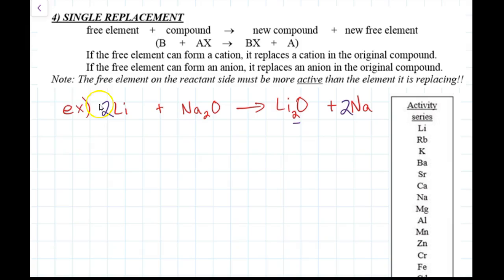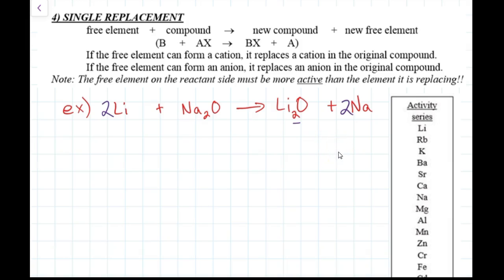Now, if you'll look at this note here, it says the free element on the reactant side must be more active than the element it's replacing. So let's talk about what that means. What that is saying is lithium has to be more active than sodium, and active just basically means reactive. So lithium has to be more reactive than sodium. How do you find out?